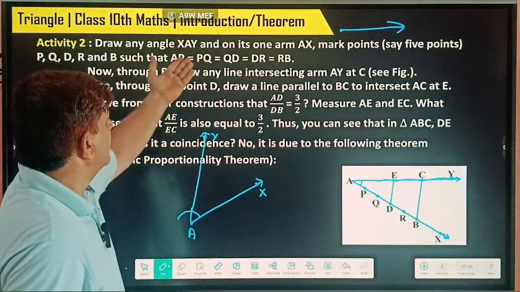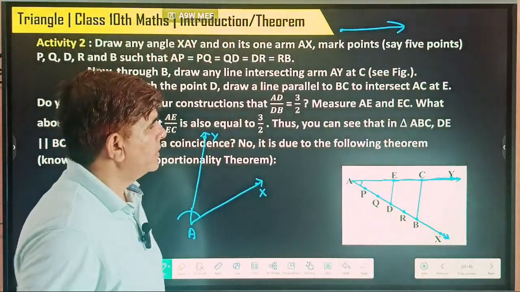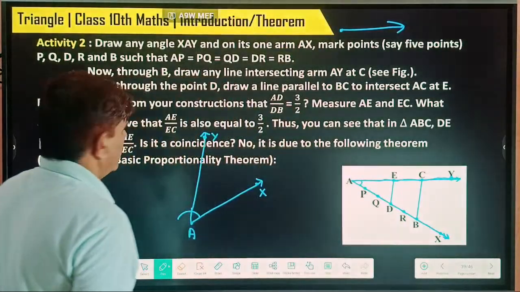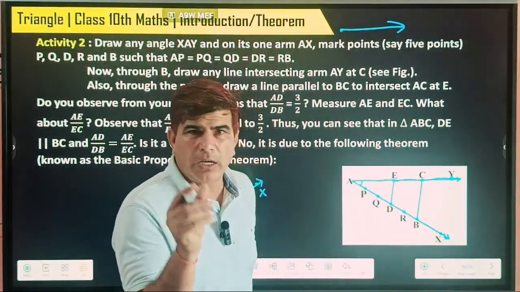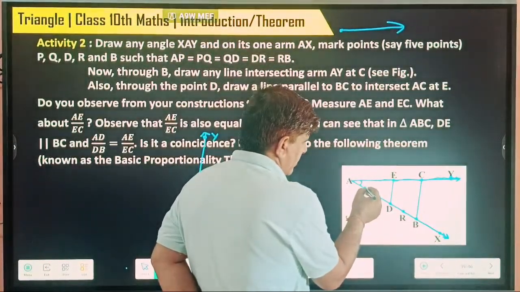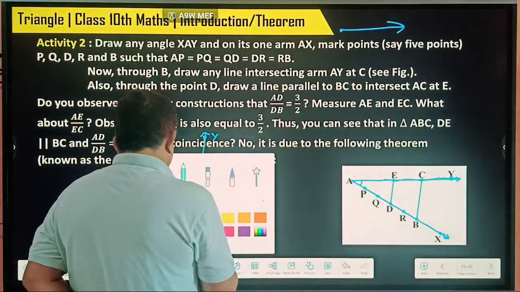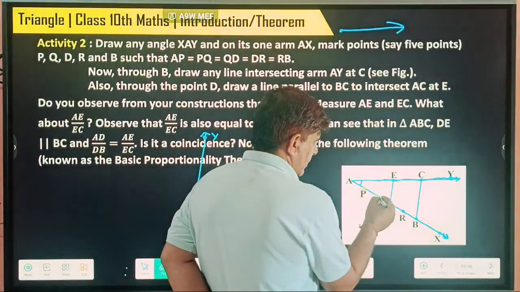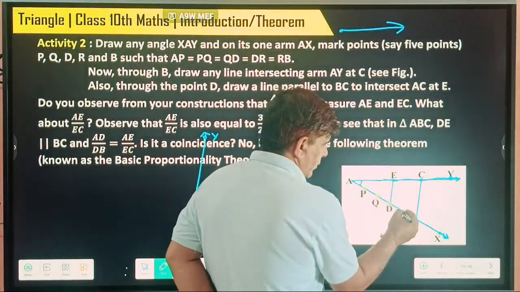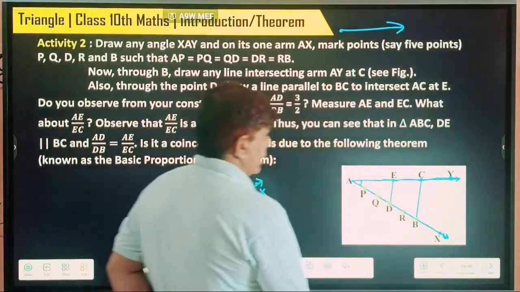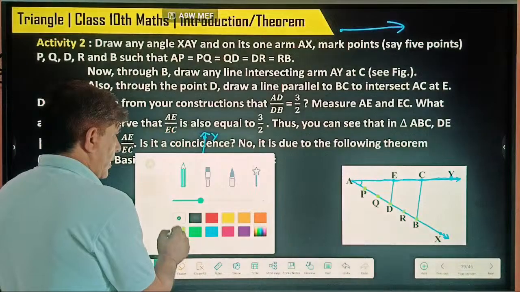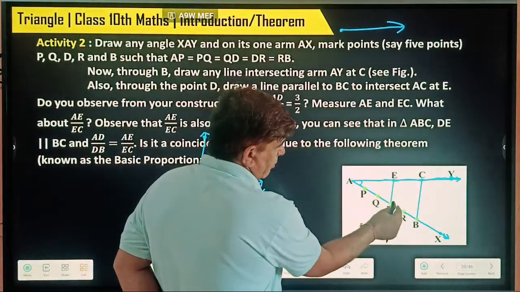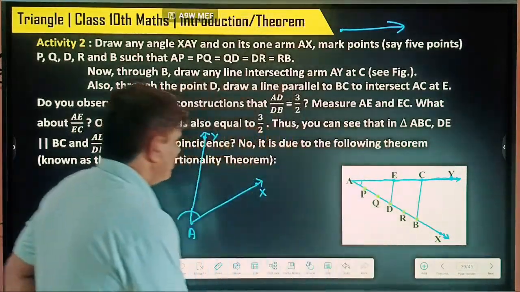Draw any angle XAY. On one arm, AX, mark 5 points, say, of equal length. We have taken one point here, one point here, and another here. Then 3, 4, 5. Such that AP equals PQ equals QD equals DR equals RB.